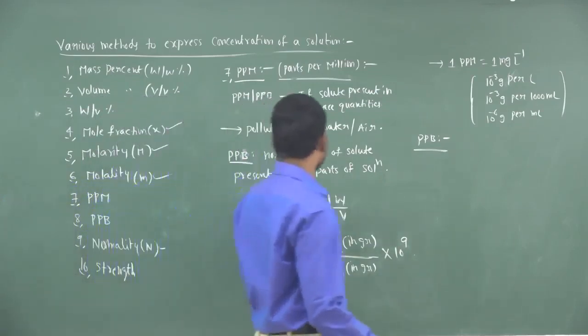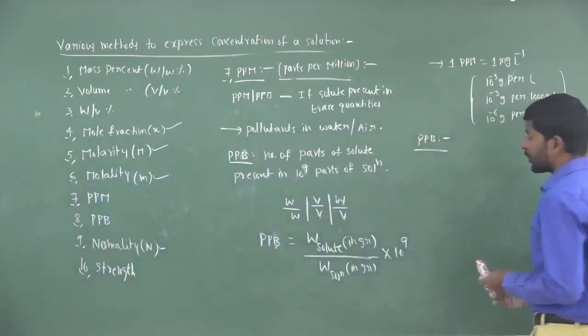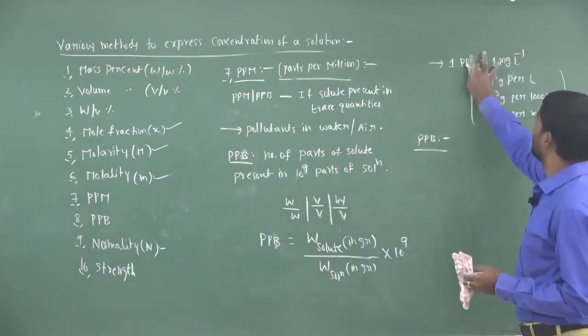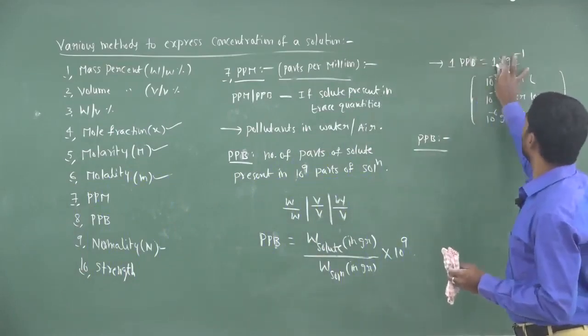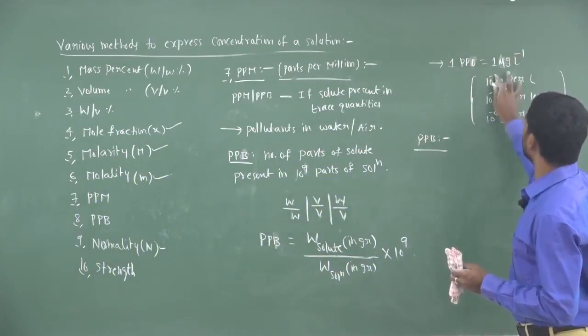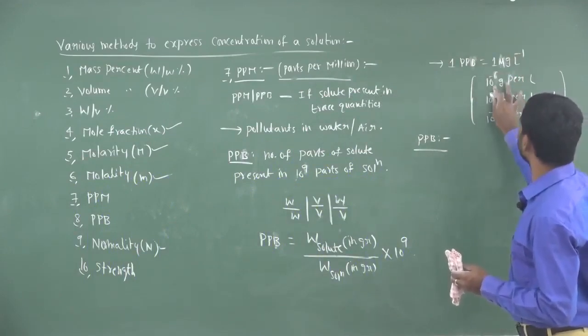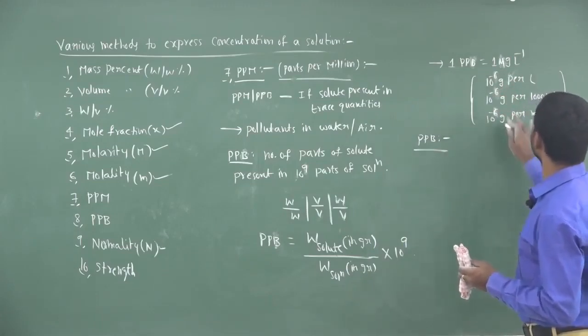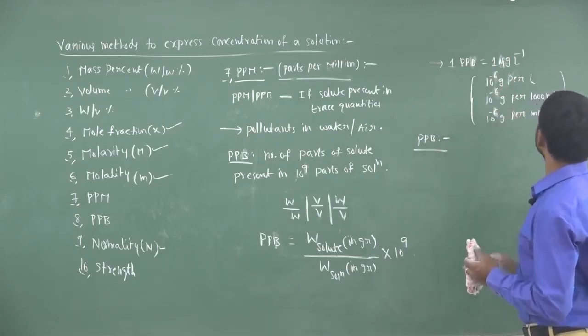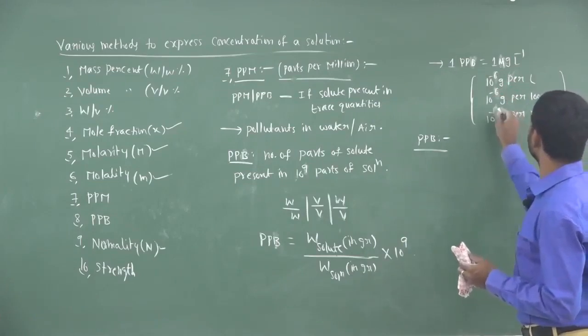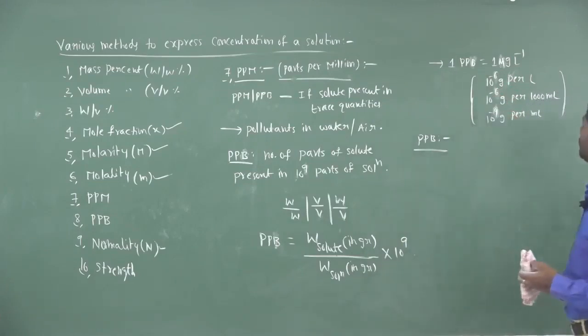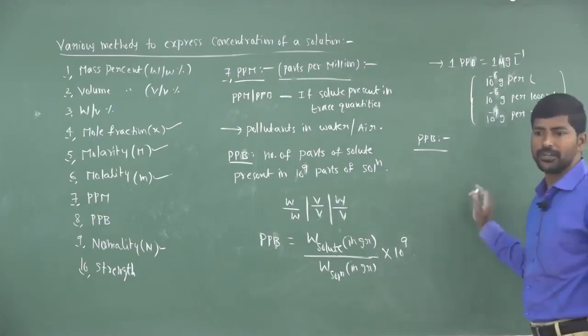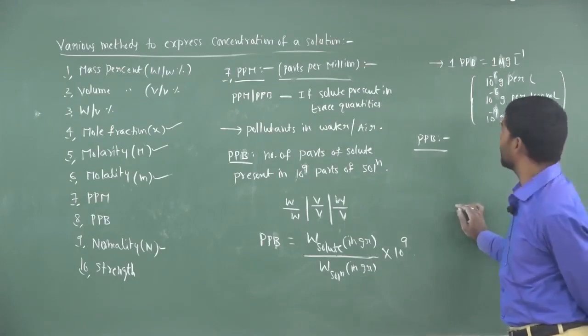It is the number of parts of solute present in 10 power 9 parts of solution. 1 ppb is equal to 1 microgram per liter. 1 microgram means 10 power minus 6 grams. One ppb is equal to 1 microgram per liter. Previously 1 milligram per liter, now it is 1 microgram per liter.